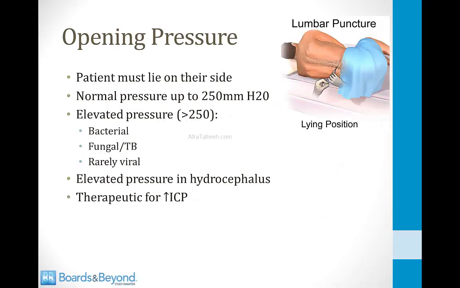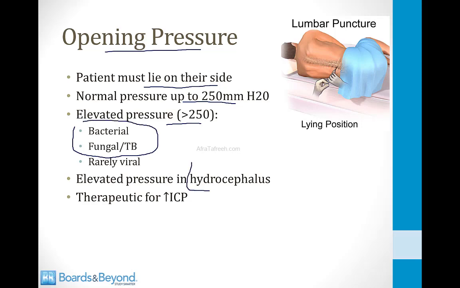You can also check something called an opening pressure when you first put your needle in by measuring the pressure of the fluid in the spinal canal. To do this, the patient has to lie on their side. If they're sitting up, it'll falsely elevate the pressure. And a normal opening pressure is up to about 250 millimeters of water. If you get a pressure that's higher than this, it can be seen in some forms of meningitis like bacterial and fungal or TB. And then it's also what's seen in hydrocephalus.